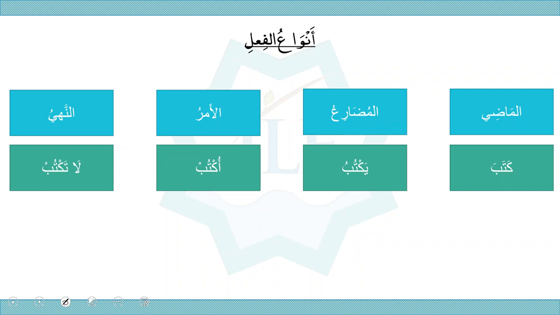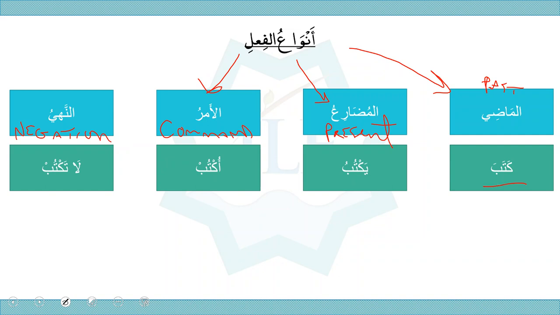So just for a quick recap, or quick review of the fi'l, okay? We're going to go back into this when we start studying verbs later. There are four major types of fi'l. The first is past tense, right? You want to know its past tense form. You want to know its present tense form. So past, present. And then the amr is command. What's the command form? And then what's the negation form? Like, how do you say don't do so and so? Don't do whatever it is.